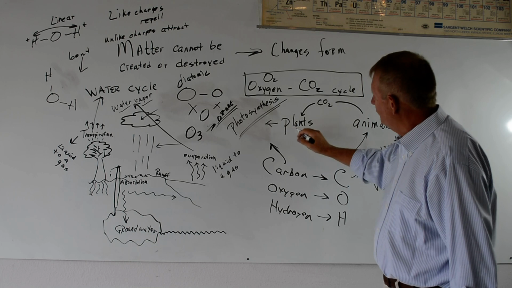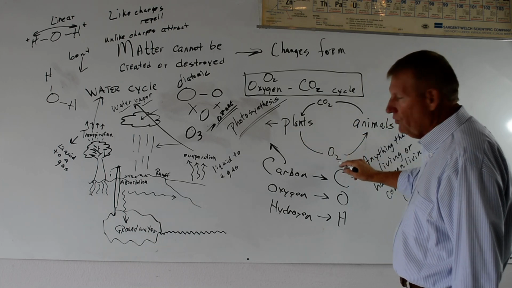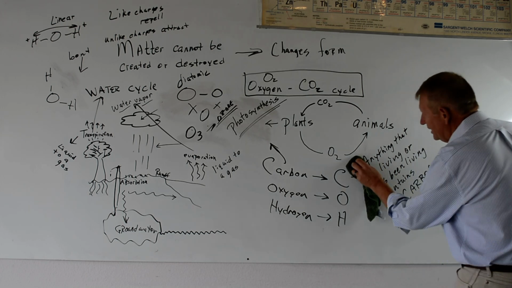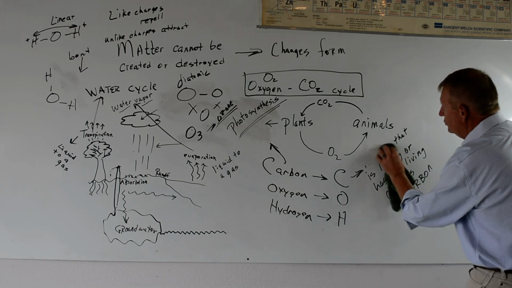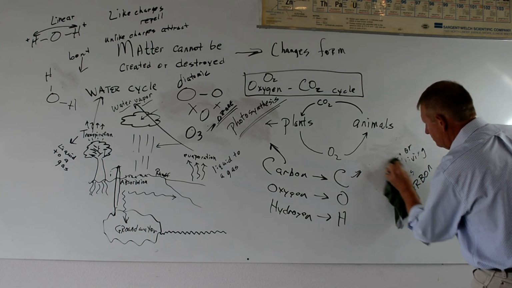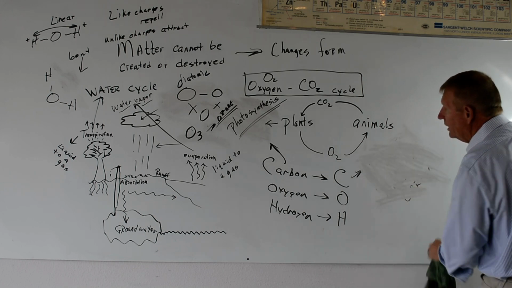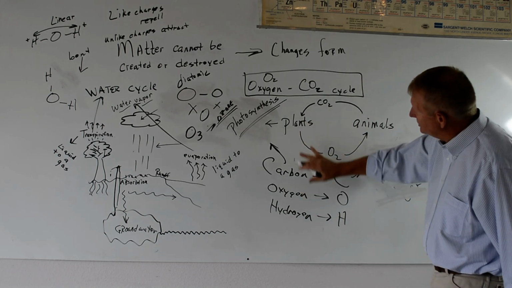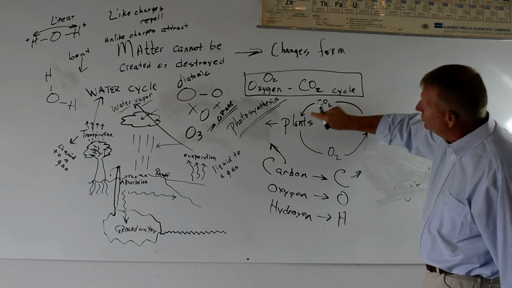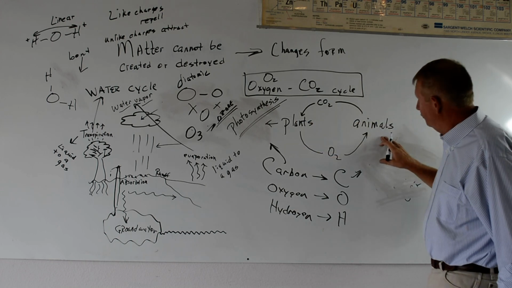Plants, through the process of photosynthesis, do what? Take in CO2 and give off O2. All right? Now, animals, okay? So once again, do plants contain carbon? Yes. Do plants contain hydrogen? Yes. Do plants contain oxygen? Yes. So what's happening here? We're remixing. The plants in photosynthesis are taking the CO2, taking out the carbon, and giving off the O2. What are animals doing?